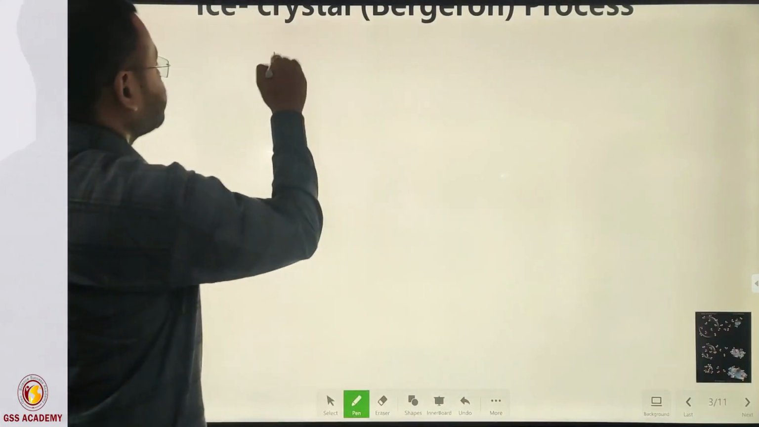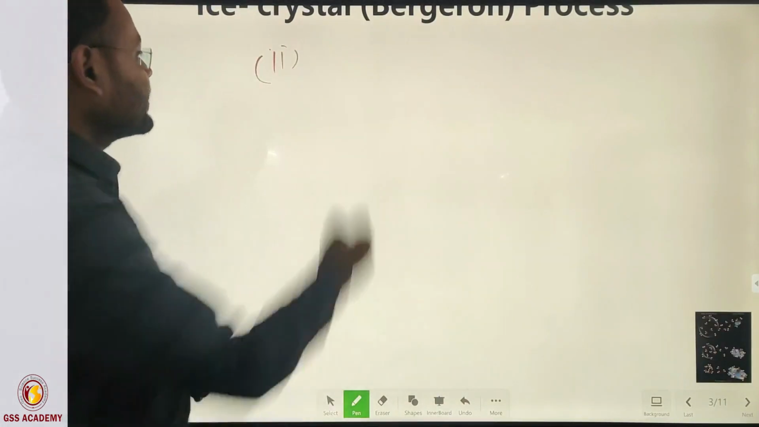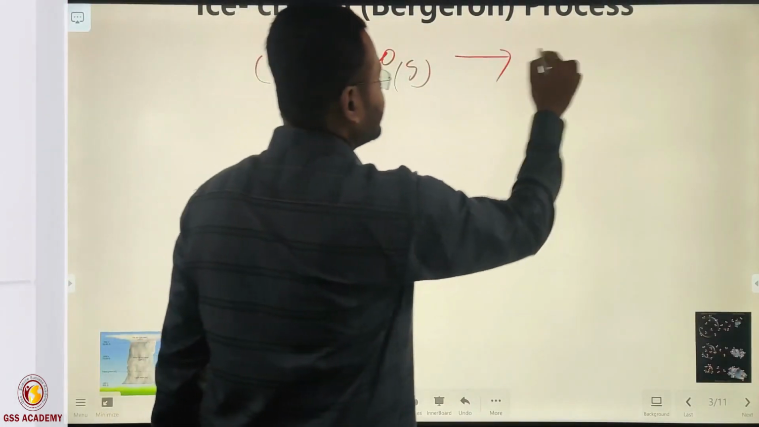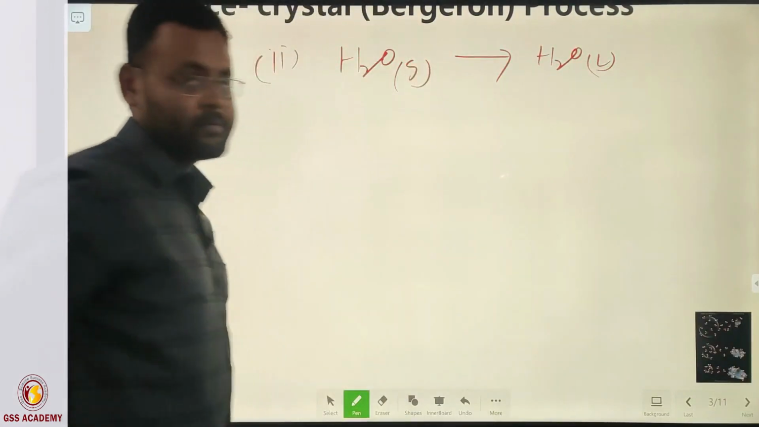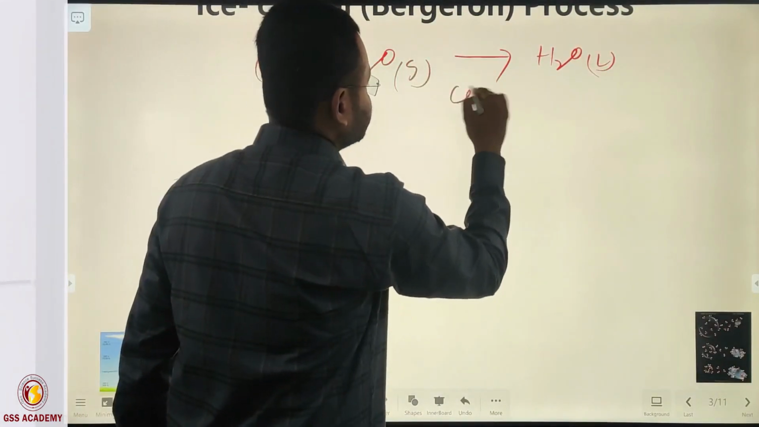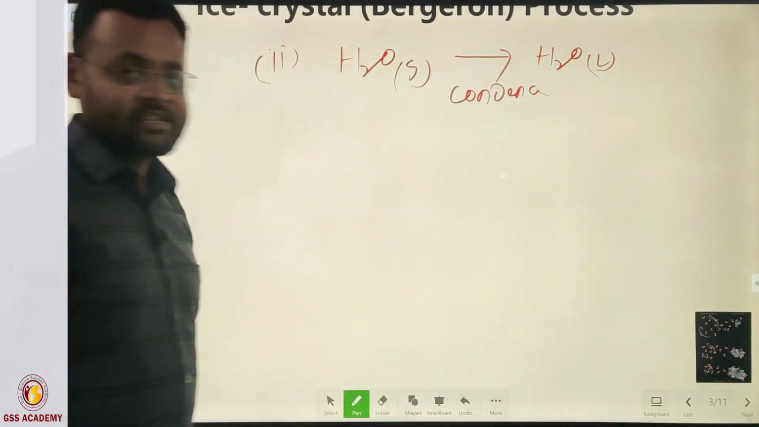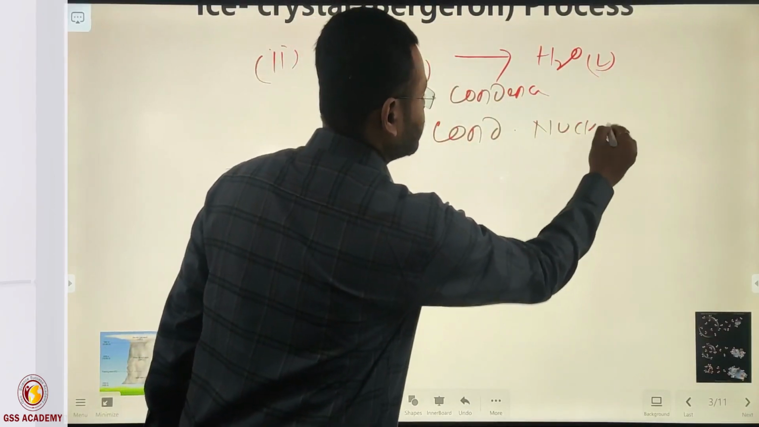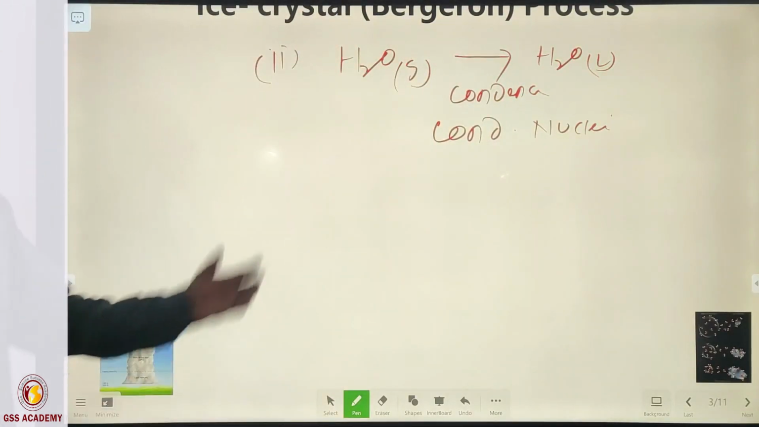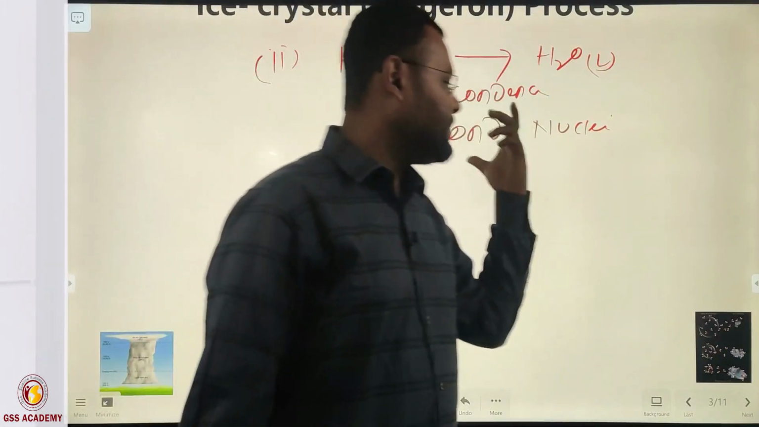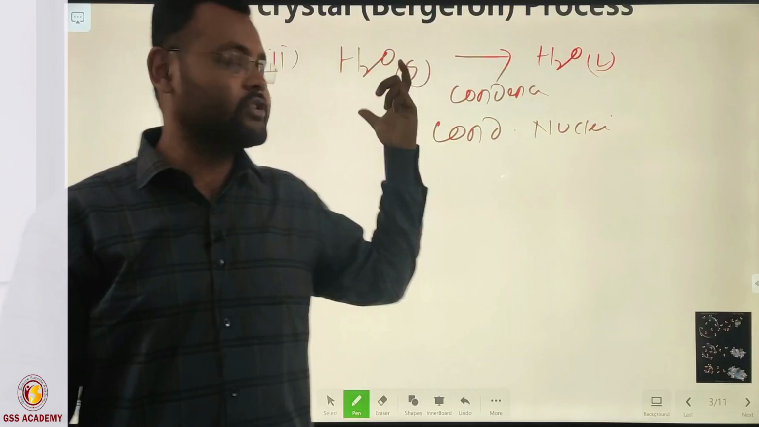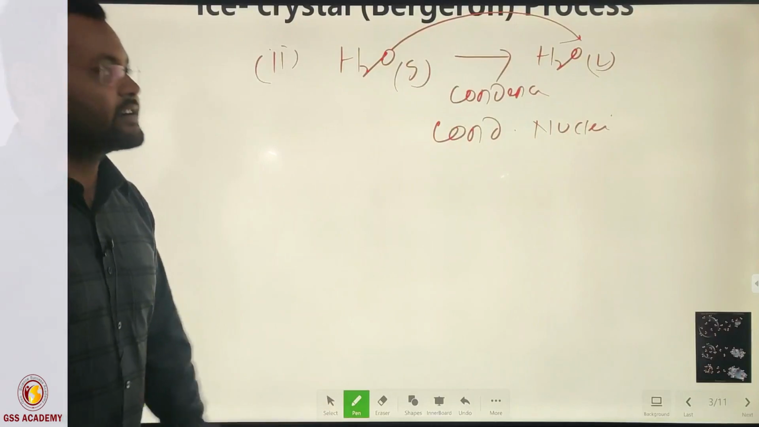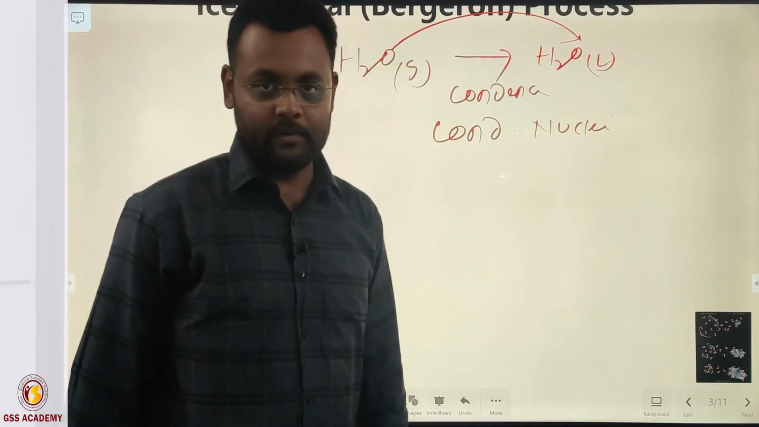And the second one: we all know that water vapor, the gaseous form of water, normally converts into the liquid form of water, and this process is called condensation. Condensation normally takes place over condensation nuclei. Water needs a tiny particle, called a condensation nucleus, for condensation to take place, where this water vapor is converted into the liquid form of water.